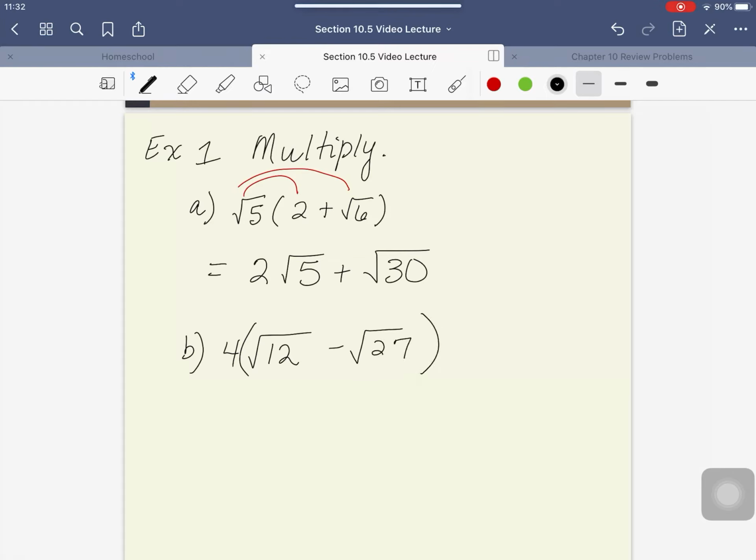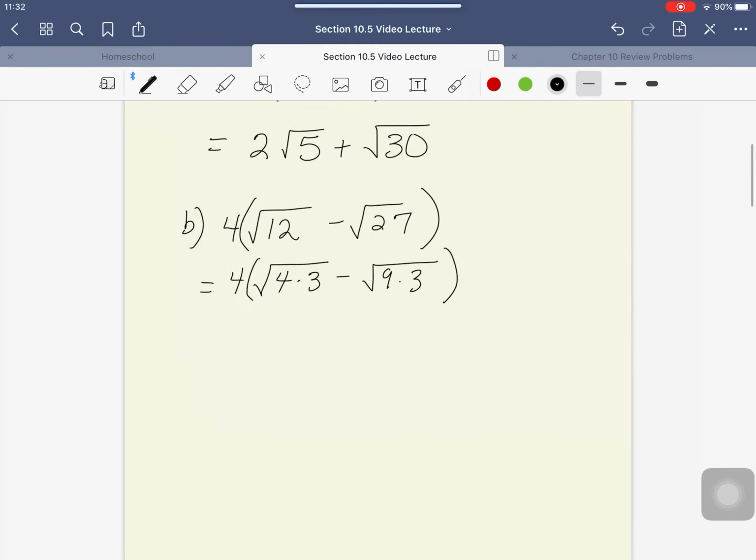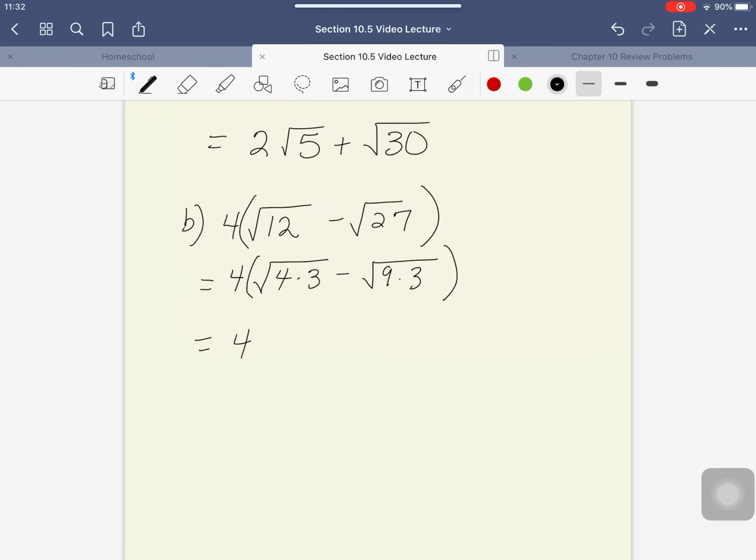All right, so the next one, I would always break down any perfect squares first. So the square root of 12, I'll write that as 4 times 3. 4 is the perfect square within 12. And the square root of 27, I'll write that as 9 times 3. 9 is the perfect square within 27. So then that first square root, I can pull out a 2. The square root of 4 is 2. So now I have 2 square root of 3 minus 3 square root of 3.